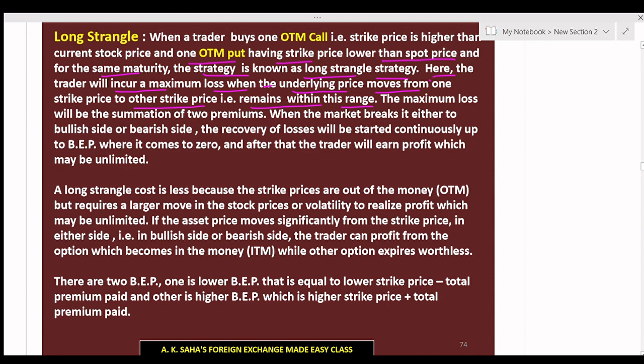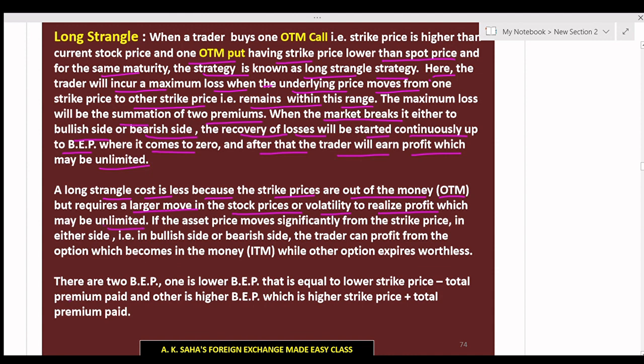The maximum loss will be the summation of two premiums. When the market breaks either to bullish side or bearish side, the recovery of losses will start continuously up to BEP, where it comes to 0, and after that the trader will earn profit which may be unlimited. A long strangle cost is less because the strike prices are out of the money, OTM, but it requires a larger move in the stock prices or volatility to realize profit, which may be unlimited.